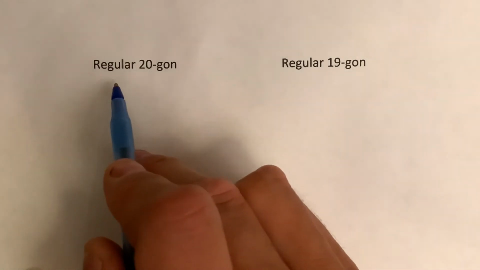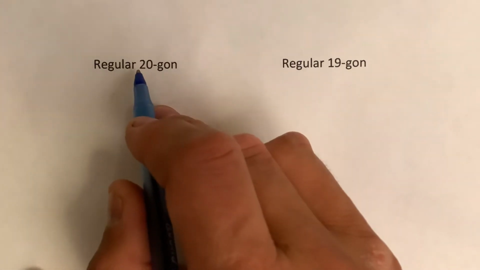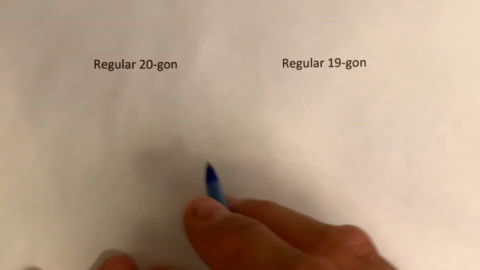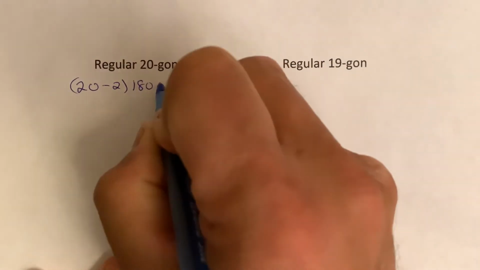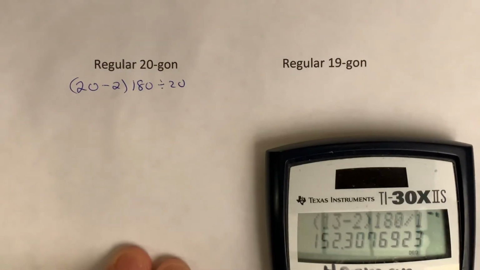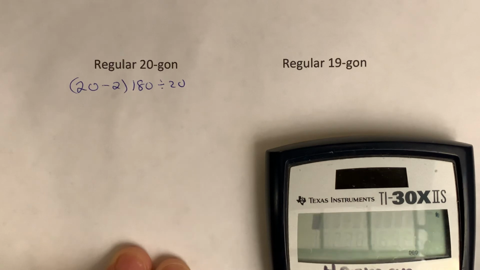Okay, so we got a regular 20-gon right here. These are both similar in size, but just to show you how these work, it's the same process. You can't see the image, but it still works the same way. You still take 20 minus 2 times 180 divided by 20. Again, this might be an integer because it's got the tens and stuff. Well, let's see, maybe it won't be.